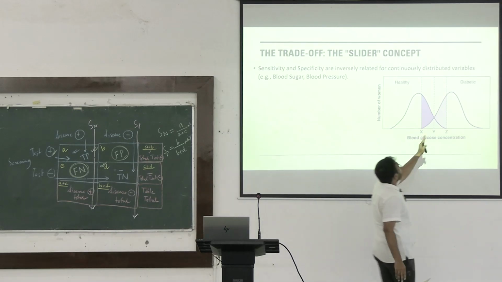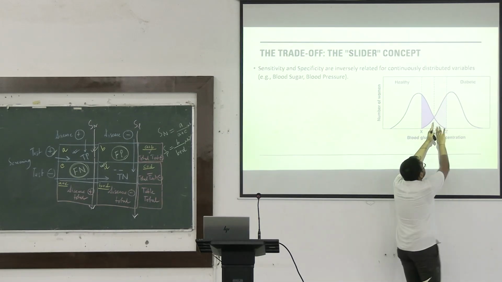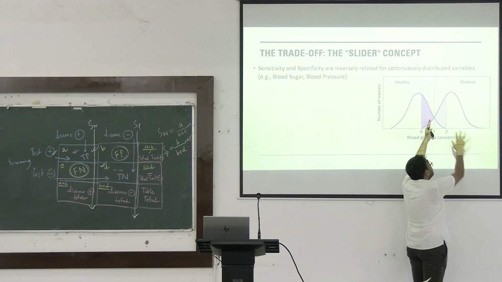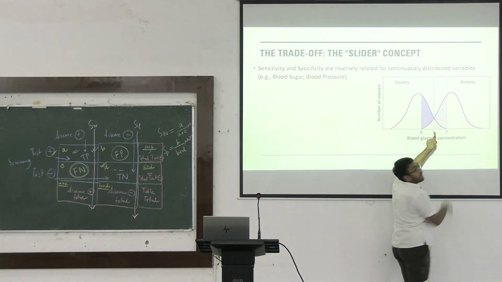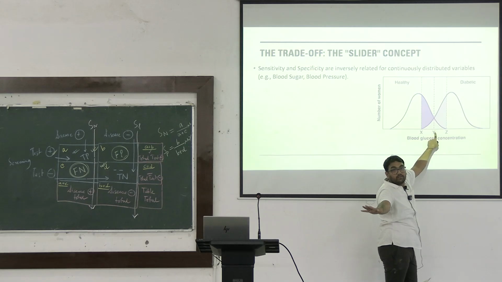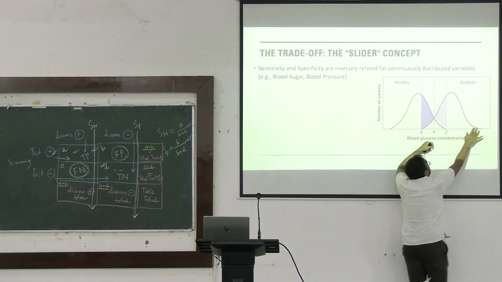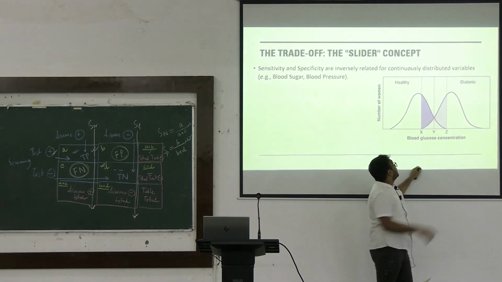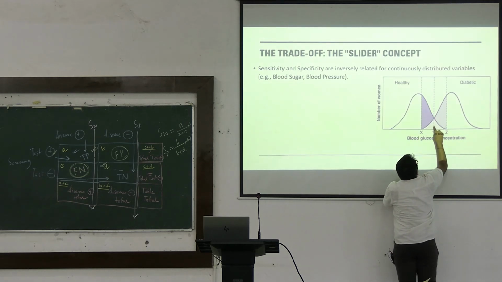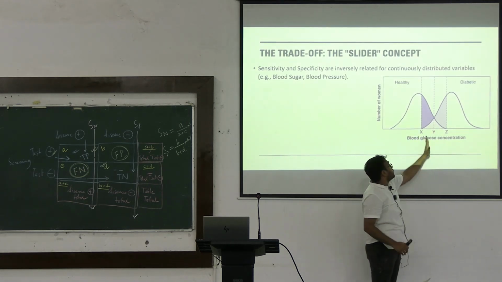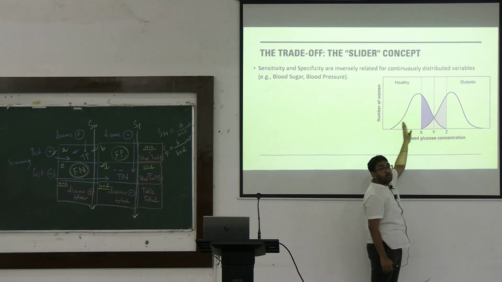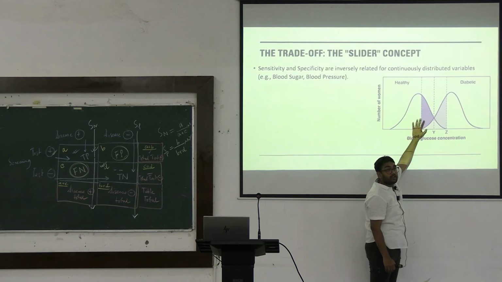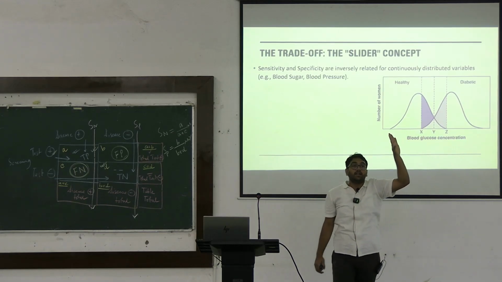If y is 126, who will be true positives? This part. People who have diabetes, and by y you are also labeling that they have diabetes. So this part is being labeled as true positive. Who are true negatives? People in this hump, before y, people in the first hump who are falling before y. These are true negatives. They do not have diabetes and you are labeling that they do not have diabetes.